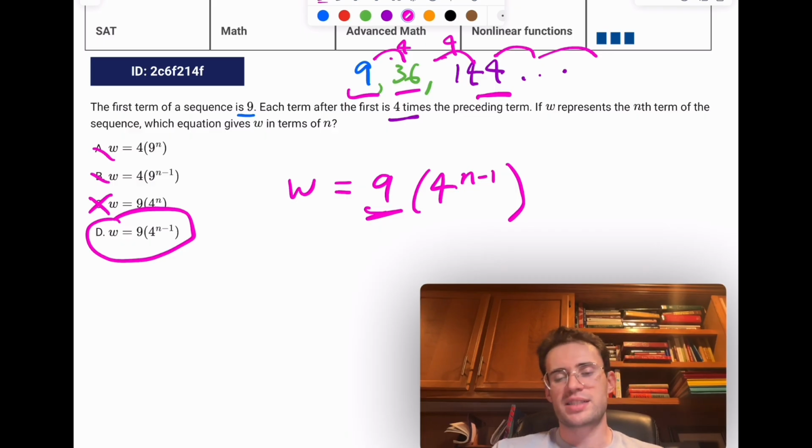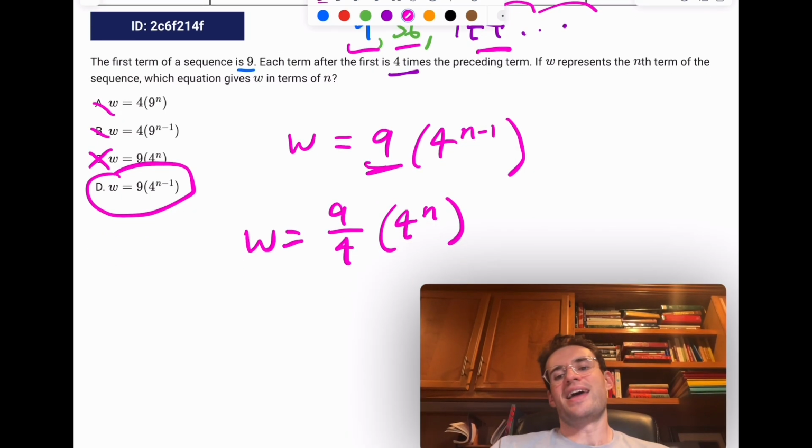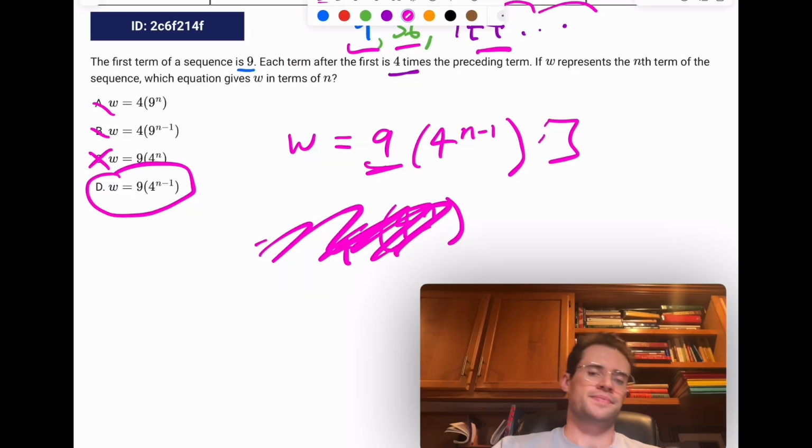I mean, the other way sometimes people will do it, I don't think the SAT does this, but you could write it as 9/4 times 4 to the n. And then n can be 1 because we'll just cancel out the 4 in the denominator. But I wouldn't worry about it that way. This is the more common way.